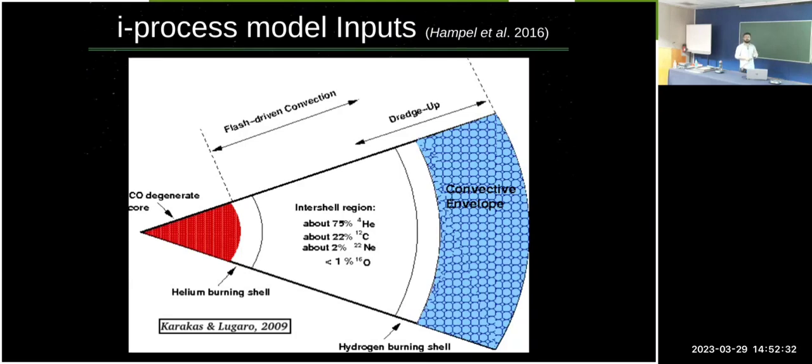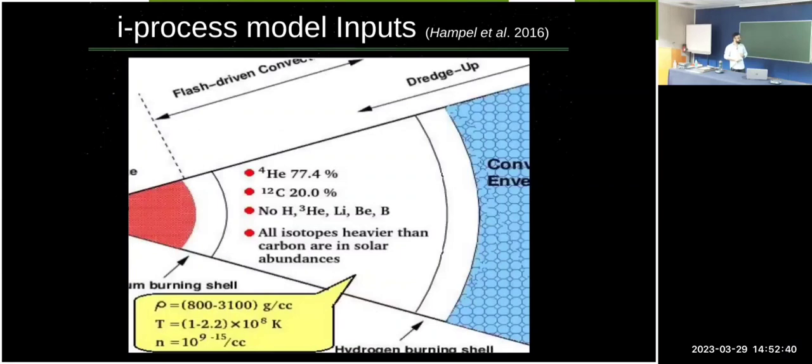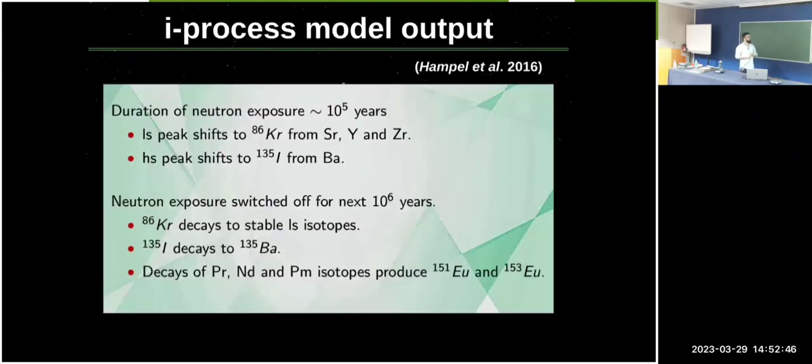So this is the schematic diagram of an AGB star. This is the intershell region where both S and I process can take place. These are the input parameters of the intershell region. These are the chemical composition and these are the physical parameters. Now, the neutron exposure was switched on for 10 to the power 5 years, which is the interpulse period.